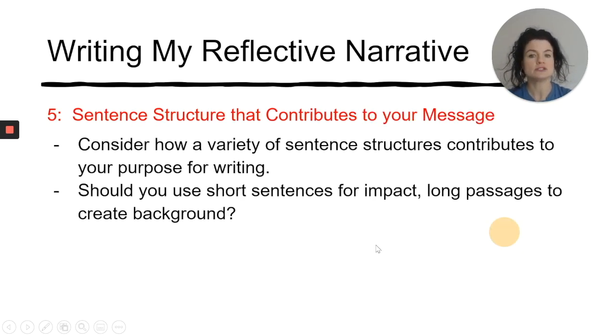Think about the sentence structure that contributes to your message. So I want you to consider how a variety of sentence structures is going to contribute to your purpose, the story you're trying to tell. So think about using short sentences for impact, like you saw the author use, where one paragraph was one sentence. Or are you going to use long passages to create background? Are you going to intermix them? So again, these are things that you have as choices.